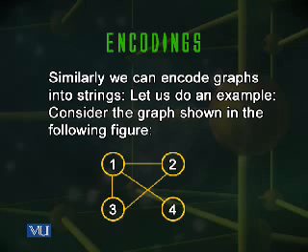How can we encode this graph into a string of zeros and ones? Well, what we can do is first try to write this graph linearly, and this can be done by writing down the list of vertices followed by a list of edges.